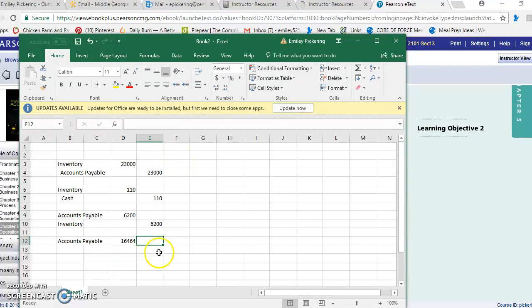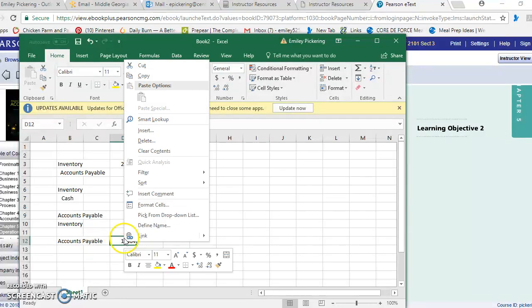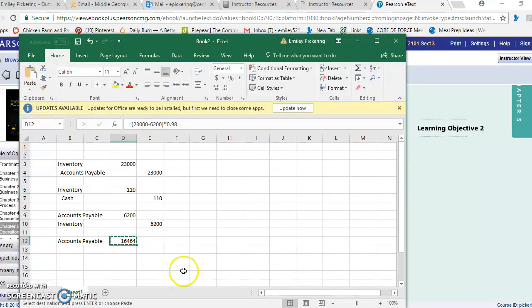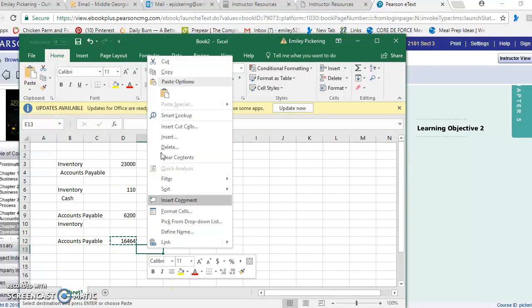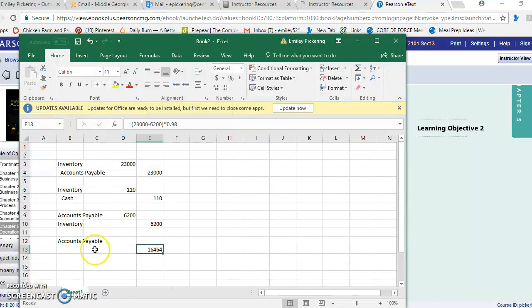Okay, so, oh, excuse me, that's not how much I owe. That's how much I'm actually paying. So let's go ahead and do that. So my cash is decreasing by this. I'm writing the entire amount of the 23,000 minus 6,200 off.